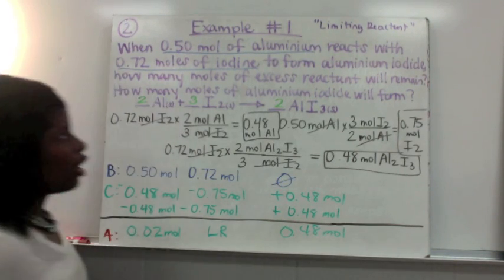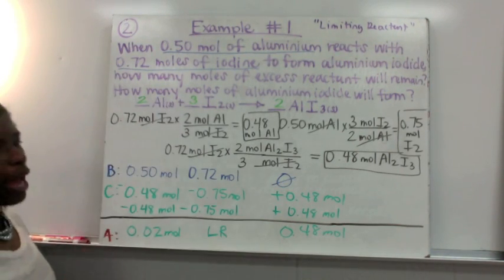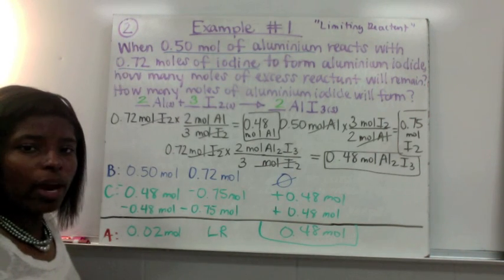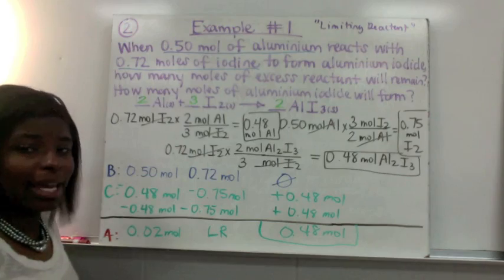And let's go back and read our question. It says, how many moles of aluminum iodide will form? And here's your answer. You'll have 0.48 moles of aluminum iodide form.